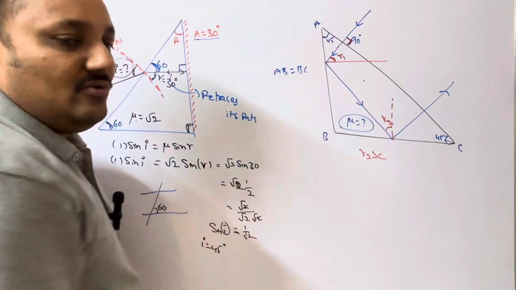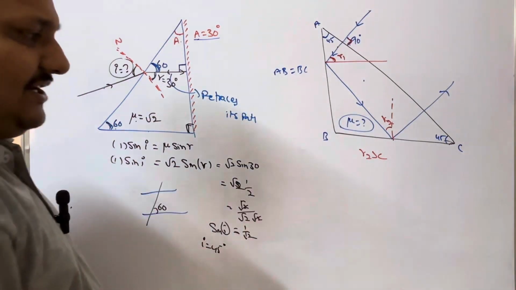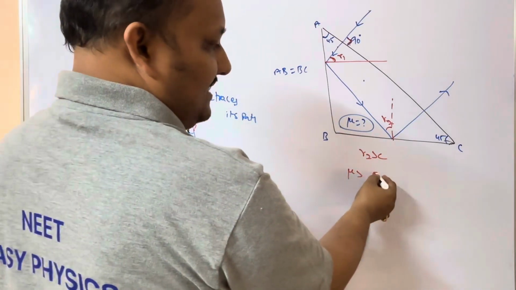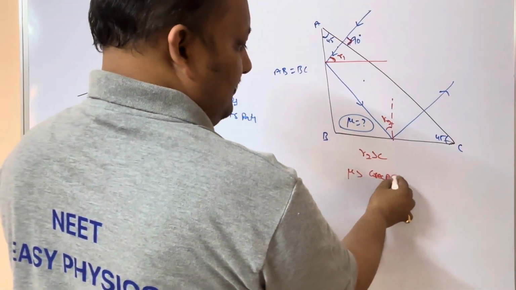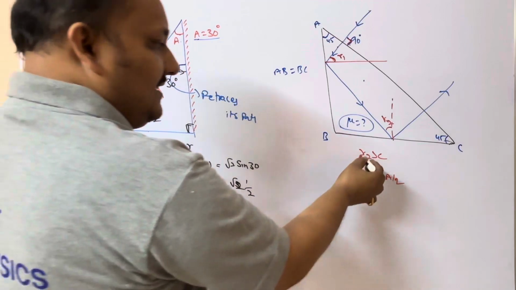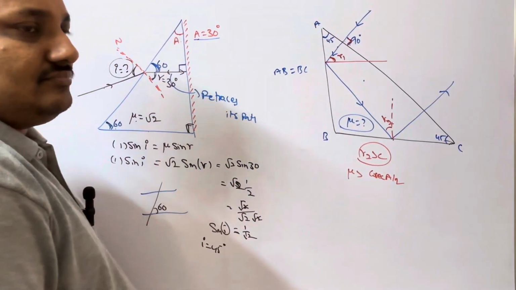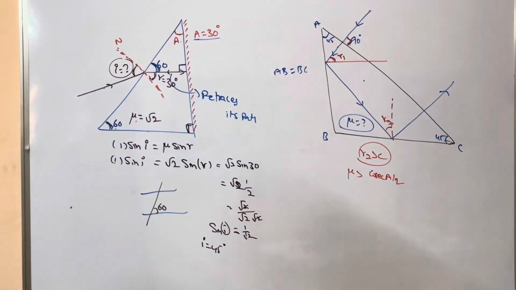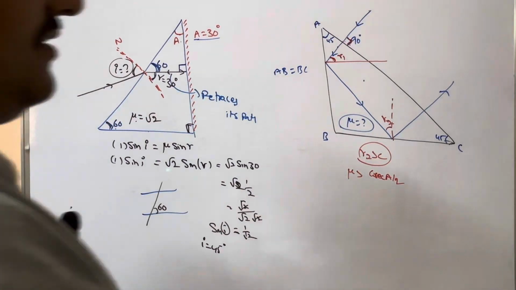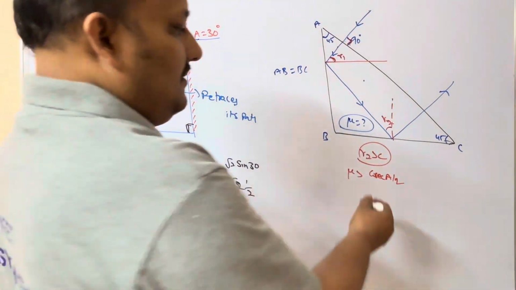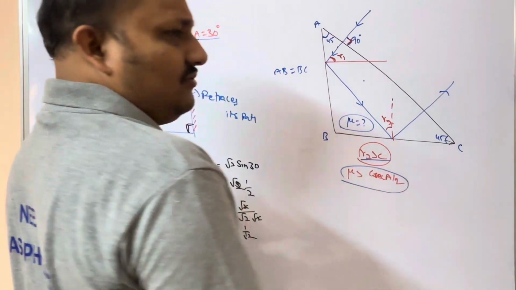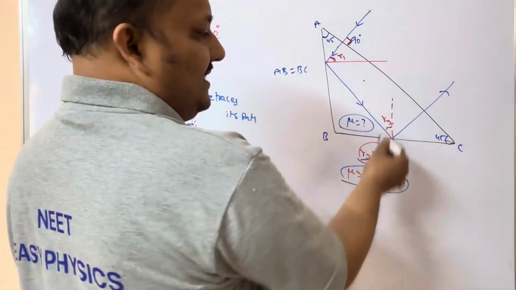Otherwise, the previous condition: mu is greater than cosecant A by 2 only, we got. Otherwise, like this also we can do: R2 is greater than C. In both ways, we can solve the problem. Now, if you want to do it, because we don't know the angle of the prism directly, R2 greater than C, if you are taking, R2 should be greater than C.